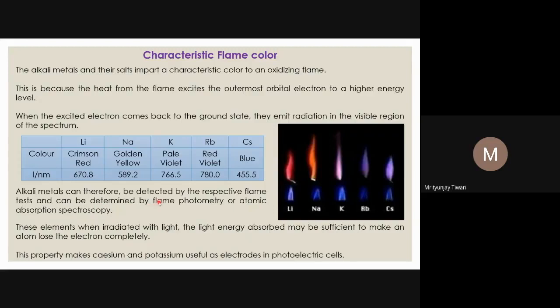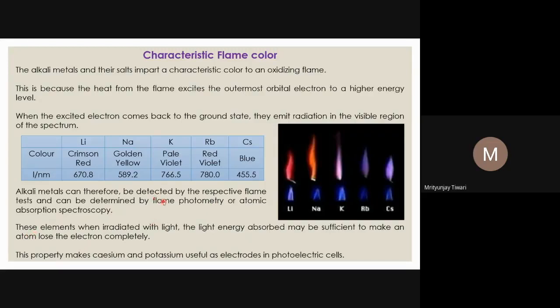So alkali metals can be detected by their respective flame colors, and this we also call flame photometry. Photometry, you use light. Photo means light, metry means measurement, and with the flame we get a certain color. That's flame photometry.